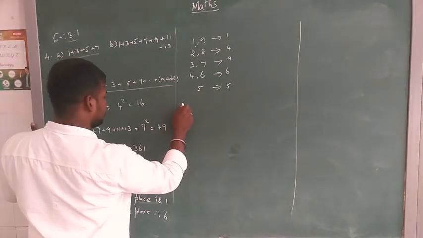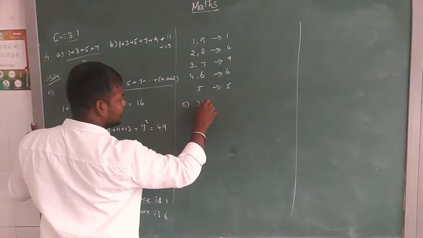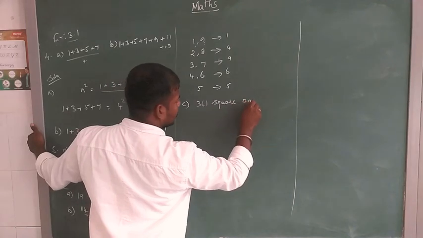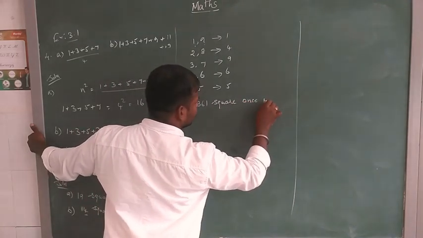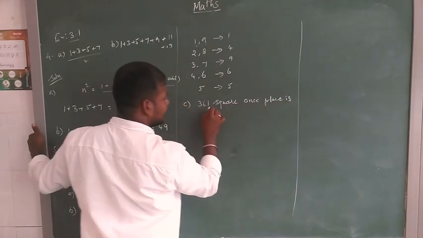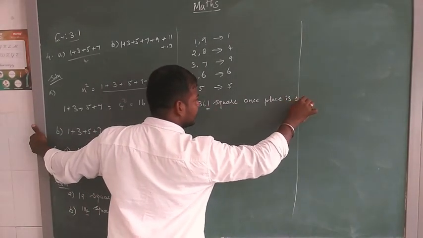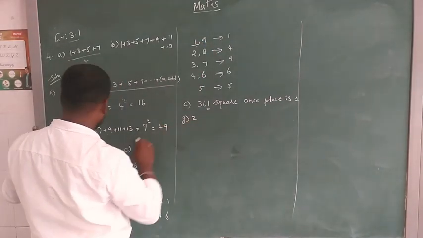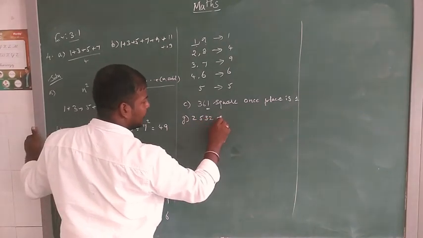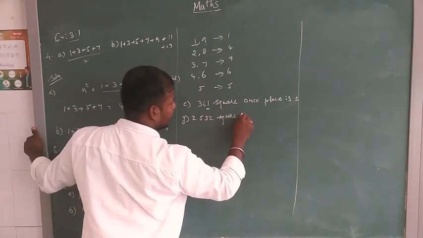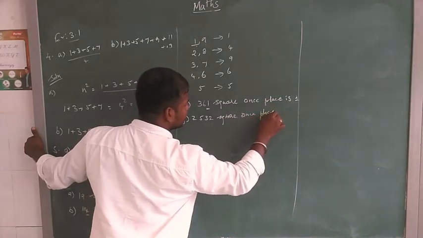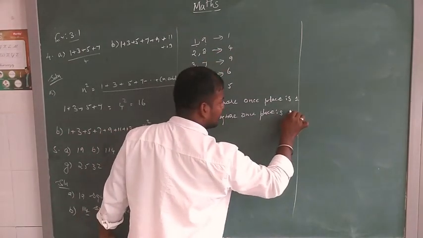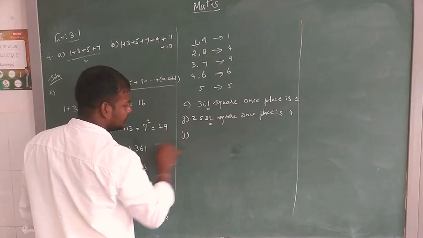Then what about the C problem? 361 square, ones place: it is ending with 1. So what about the next one? G problem, 2532 square. What is your end number? 2. 2 means your ones place number is 4. Then what about the last one? J problem.